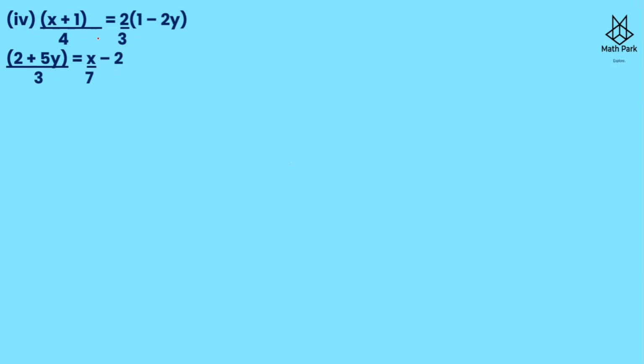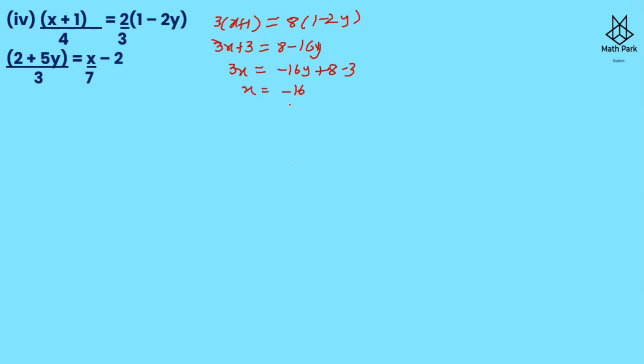And let us simplify this. We take this 3 here. So we have 3 in bracket, x plus 1 is equal to 4 times 2, 8 in bracket, 1 minus 2y. So we have 3x plus 3 is equal to 8 minus 16y. Making x the subject, we have 3x is equal to minus 16y plus 8 minus 3. So we have x is equal to minus 16y upon 3 plus 5 by 3.